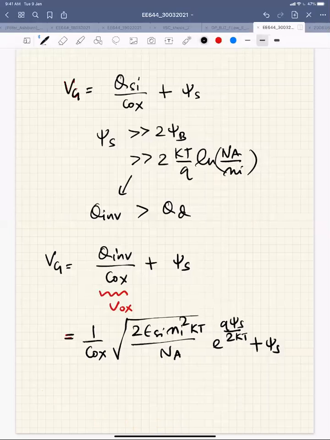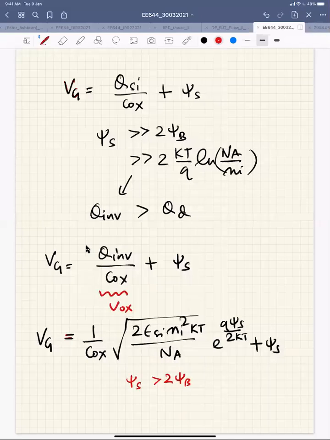So this will be the equation. Vg will be this term plus this term, right? Anyway, your psi s is more than 2 psi b. If psi s is more than 2 psi b, I could write this equation because I have neglected the depletion charge, right?